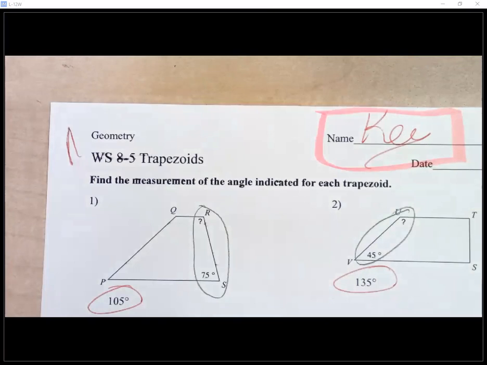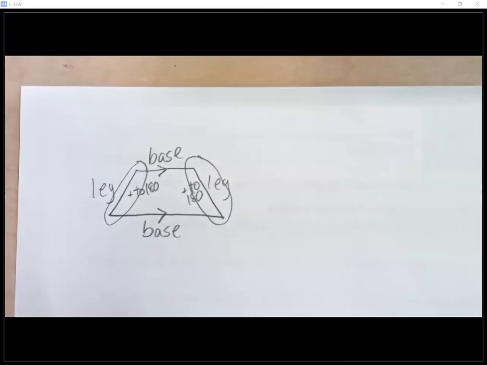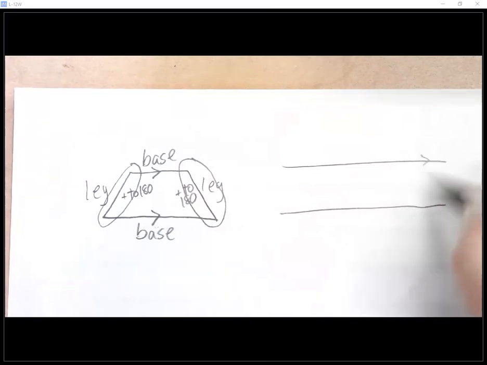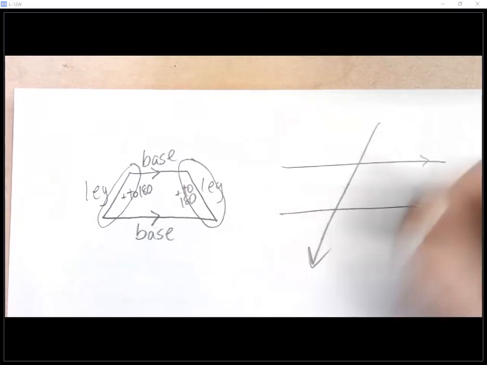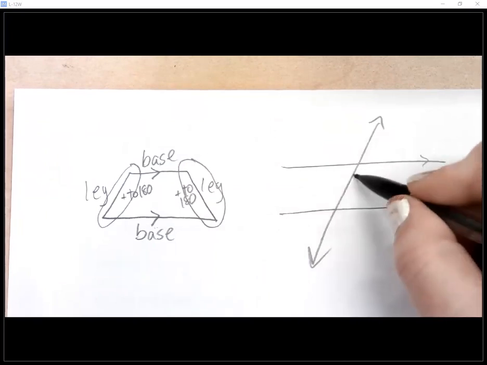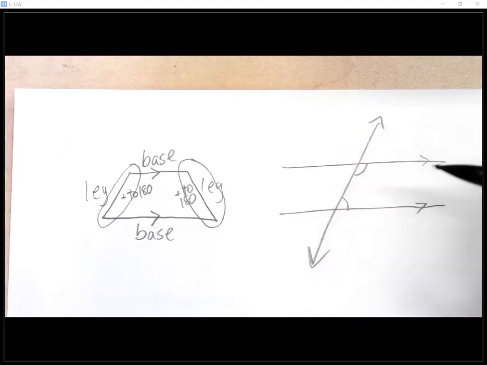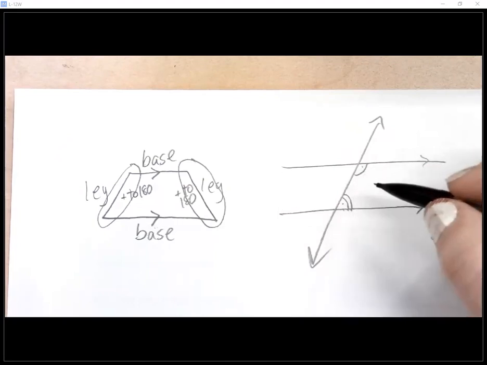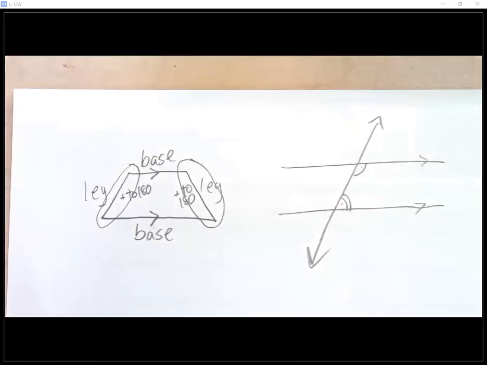Oh, good question. Because if you remember from chapter, I think it was 3 or something, when you have parallel lines and you cut them by a transversal, remember how same side angles were supplementary? So same side interior are supplementary. Remember that? So these two are always going to add up to be 180. Same side supplementary.